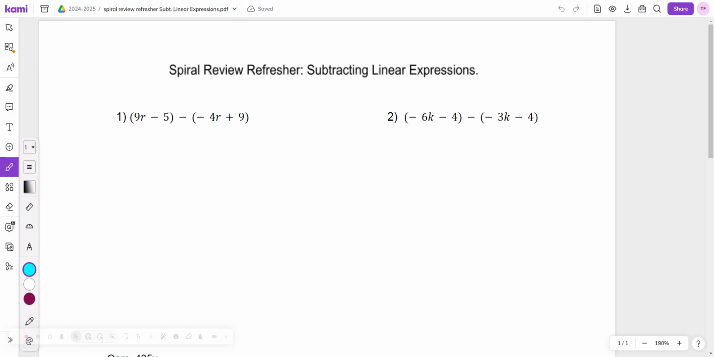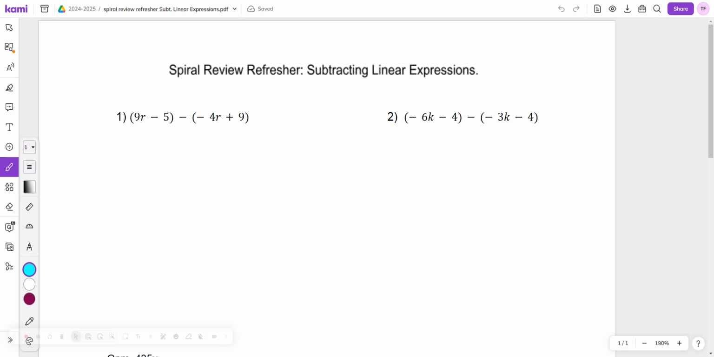All right, so first off, on number one, I see that I have the algebraic expression 9r minus 5. And then I have subtracted from it the algebraic expression negative 4r plus 9. Now remember, way back at the very beginning when we were talking about adding and subtracting positive and negative numbers, when we talked about subtraction, we kept talking about how subtraction is the same as adding the opposite. Then when we came to subtracting linear expressions, we talked about the same thing. Subtraction is the same as adding the opposite.